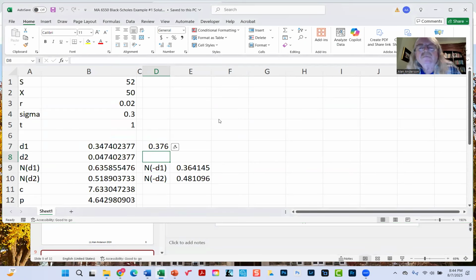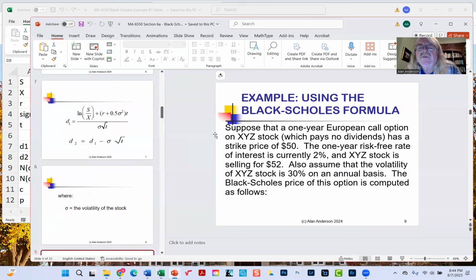So here's what we know. We have a 1-year European call option, which, if you remember, is the one that gives you the right to buy an asset in the future at a price that's determined today. And we're assuming that this does not pay any dividends because, of course, with the original Black-Scholes model, this was one of the key assumptions.